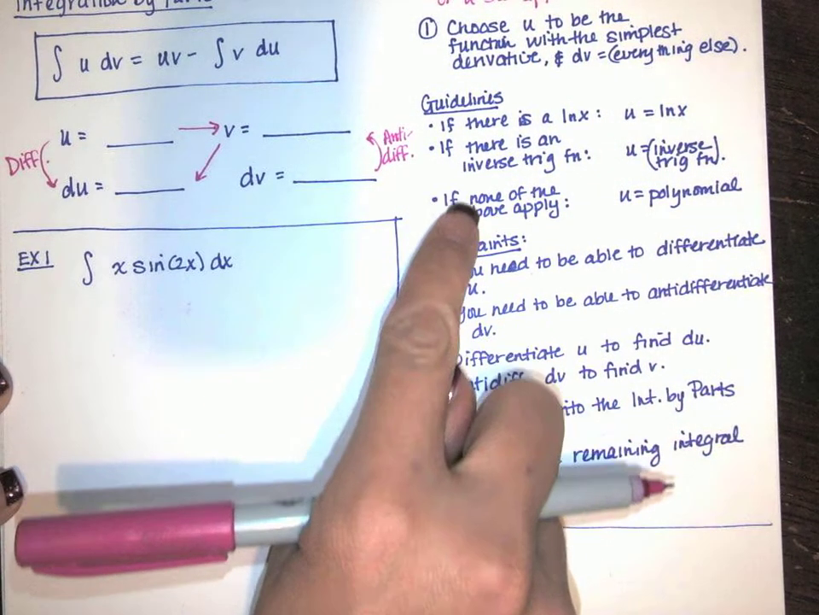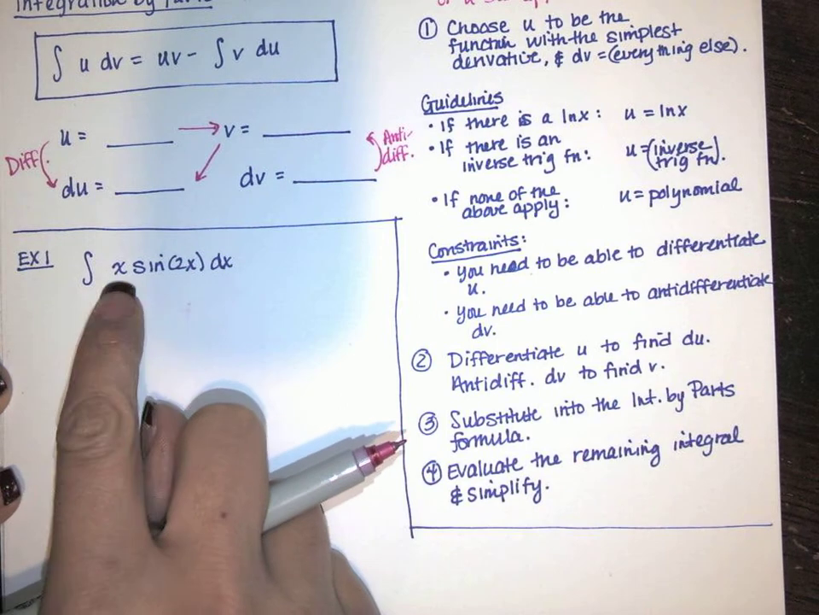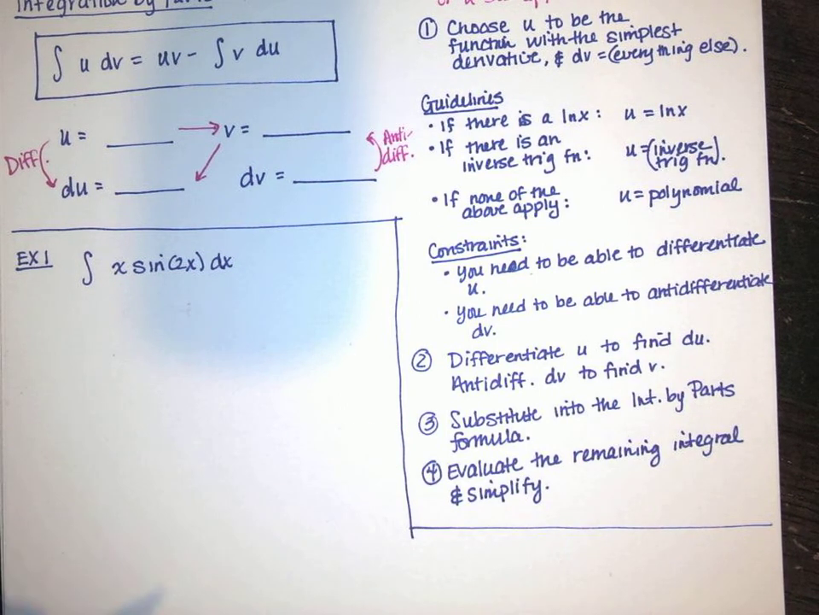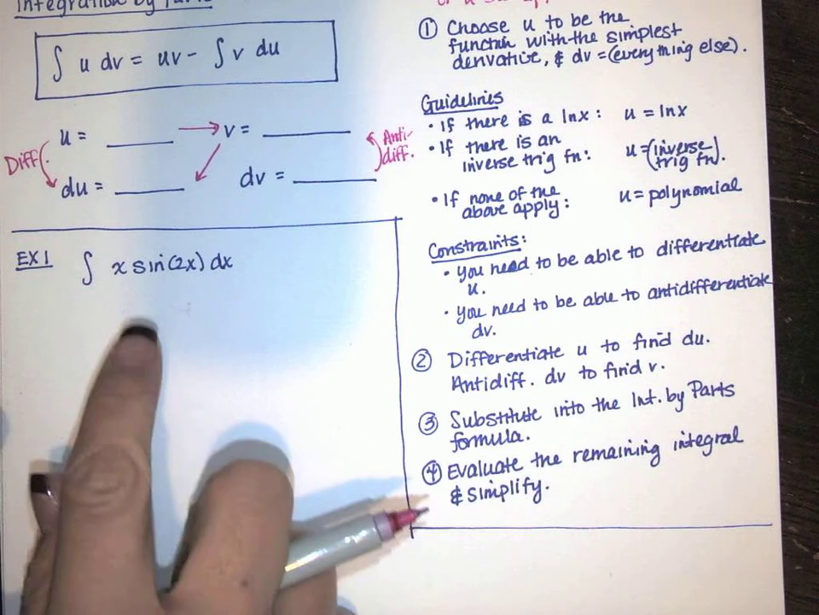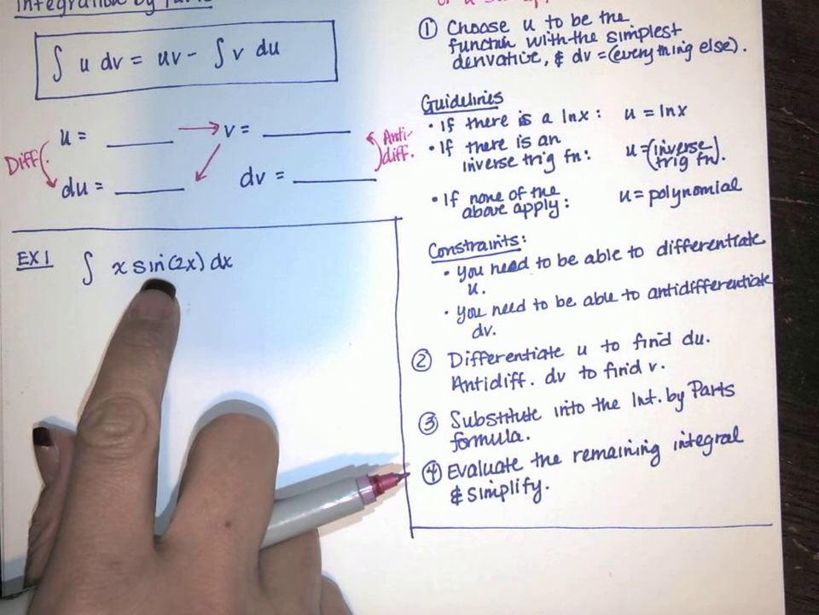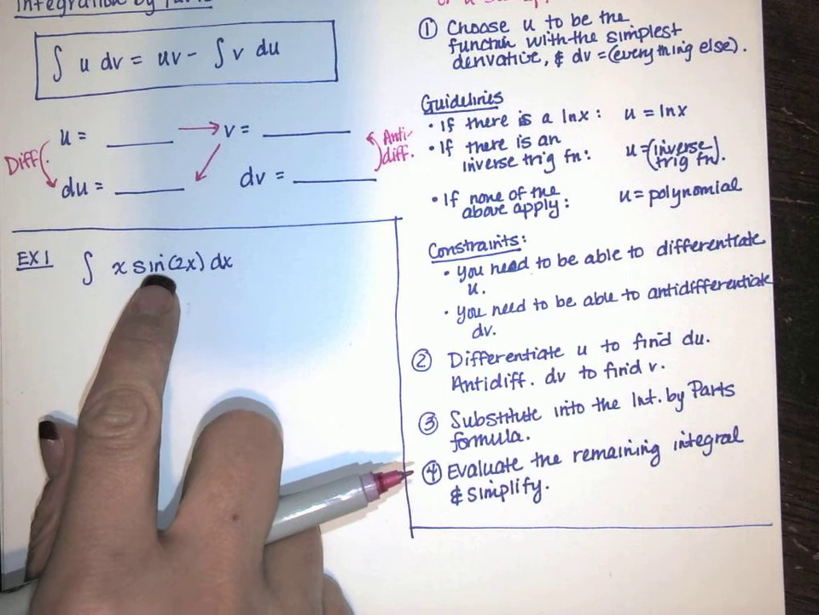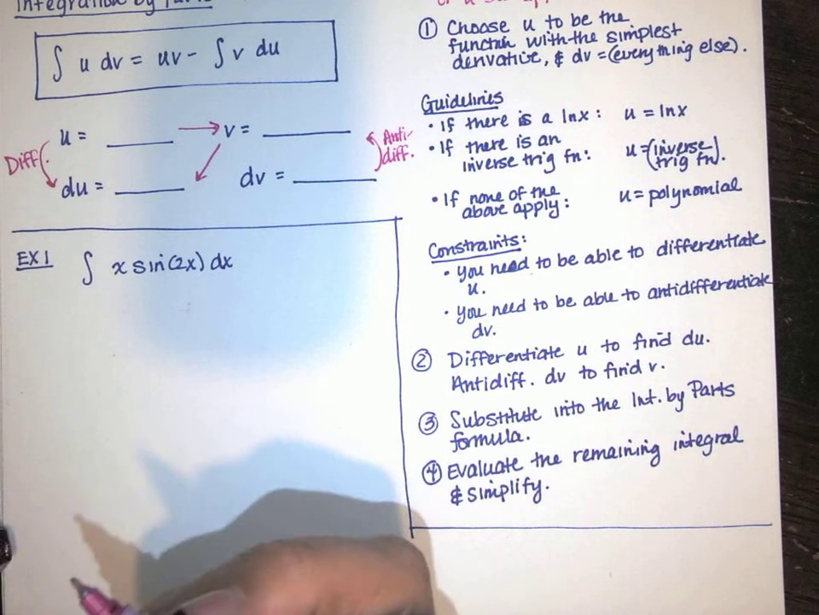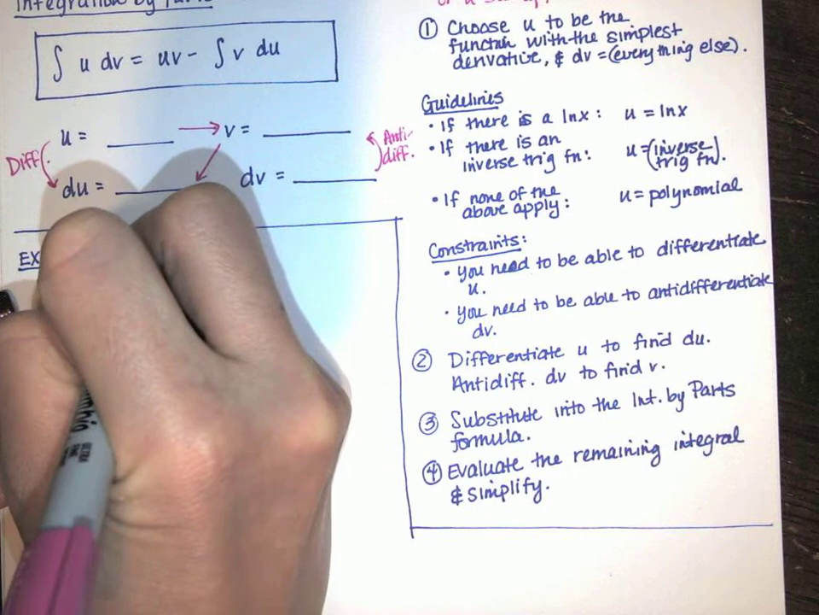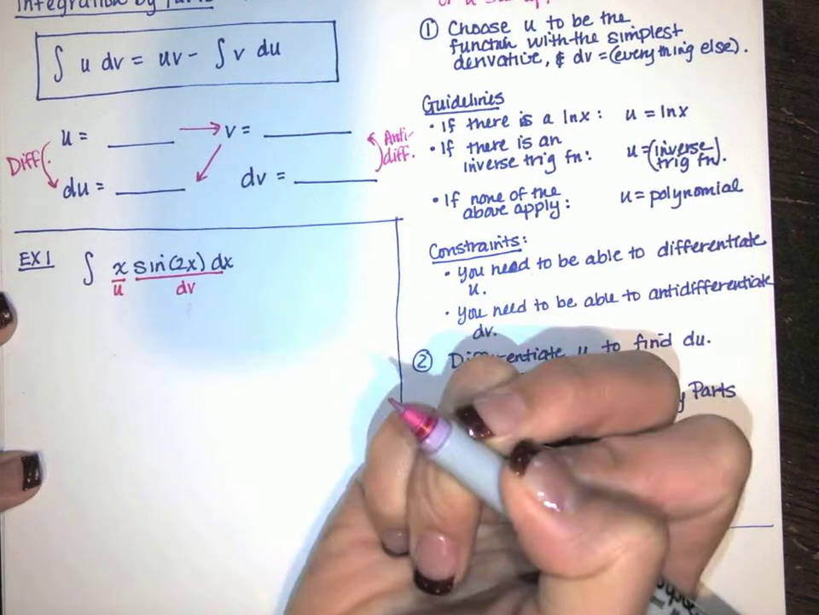So I'm going to go through my guidelines. There's no natural log, there's no inverse trig function, and I want u to be the function with the simplest derivative. Derivative of x is just 1. Derivative of sine of 2x is cosine of 2x times an extra 2. It's much more complicated than a 1. So u is going to be x, and dv is everything else.